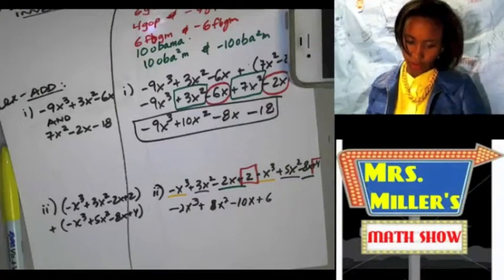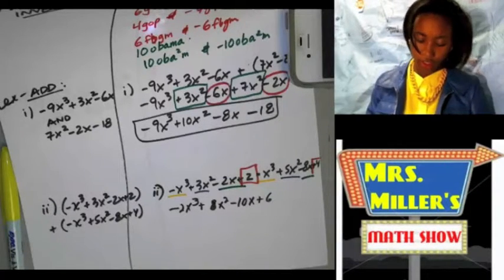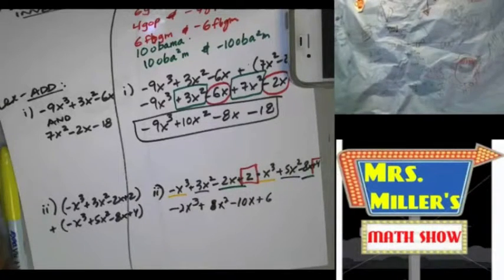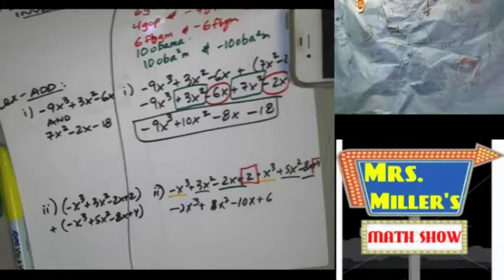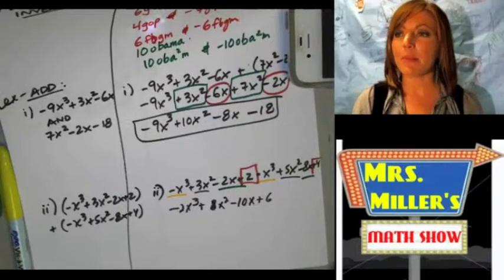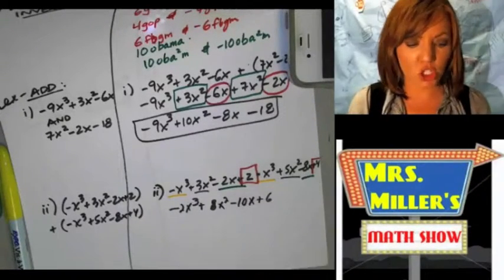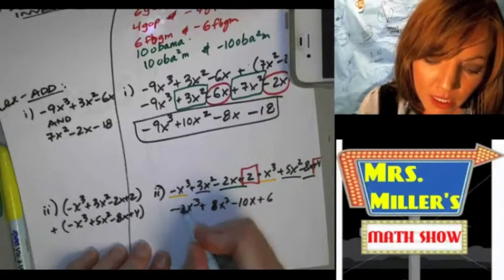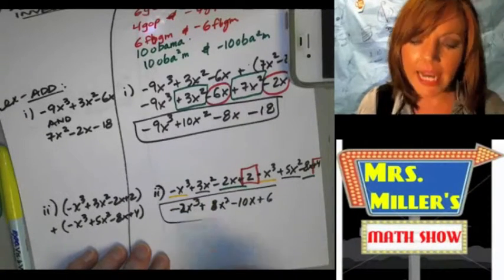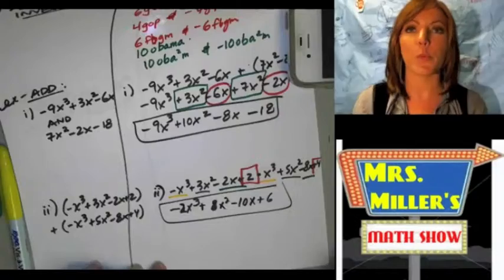All right. Everybody give it up for Sloan. Hey, nicely done. Yep, looks good. So she's got negative 2x cubed plus 8x squared minus 10x plus 6. Clap if you agree with Sloan. Nicely done. Okay, are we done?